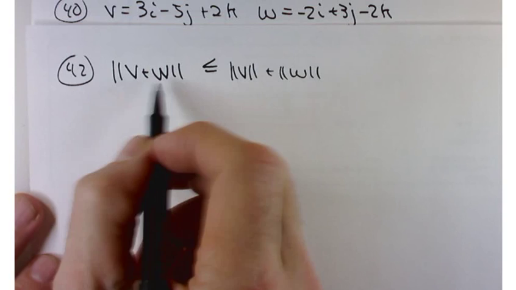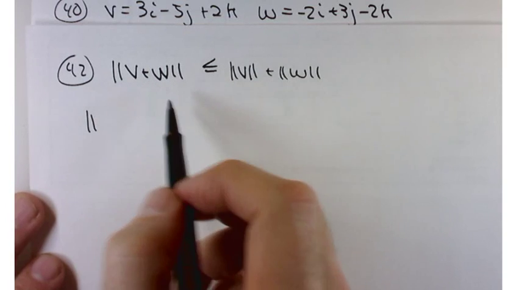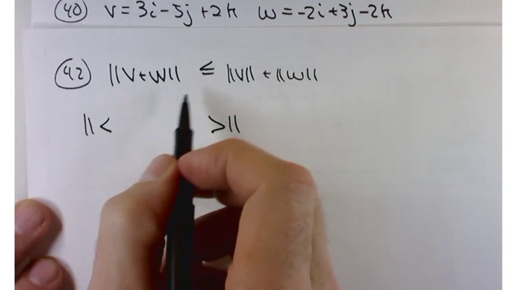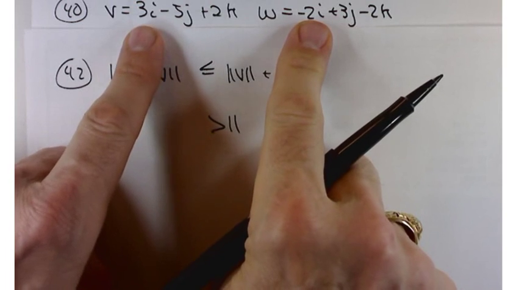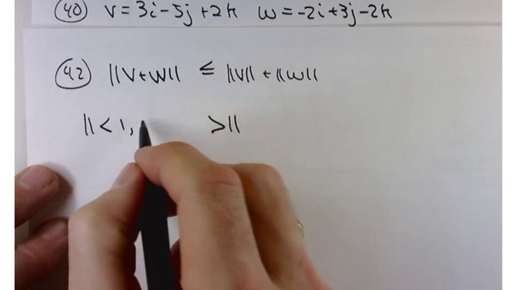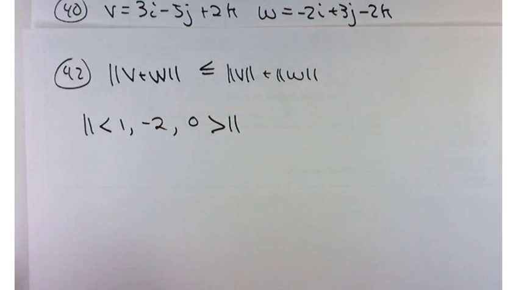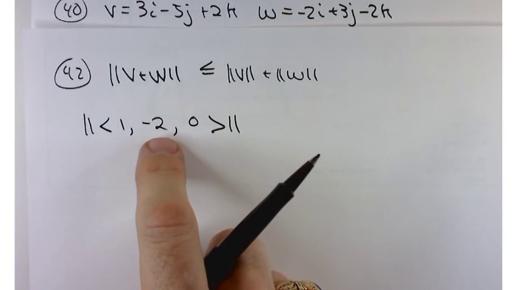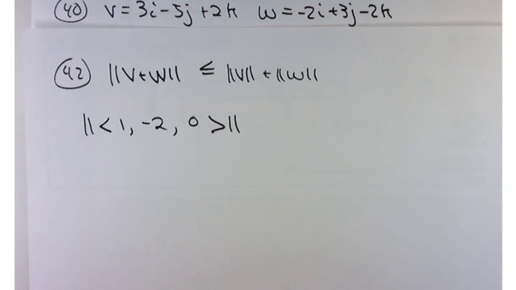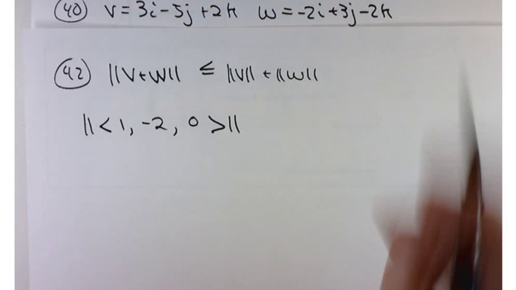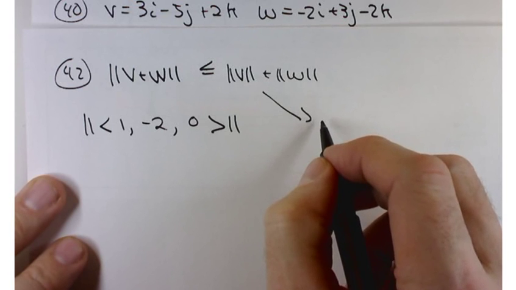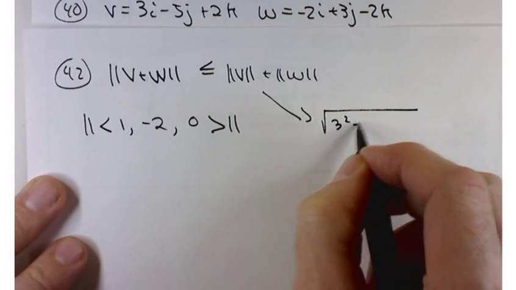So what do I have to do first? I have to add v plus w. So what would v plus w equal? Good. 1, -2, and 0. See if you can calculate the length of this vector using the formula that I gave you around problem number 38. While you do that, maybe I'll calculate the length of v and the length of w. The length of v would be square root of 3 squared plus -5 squared.